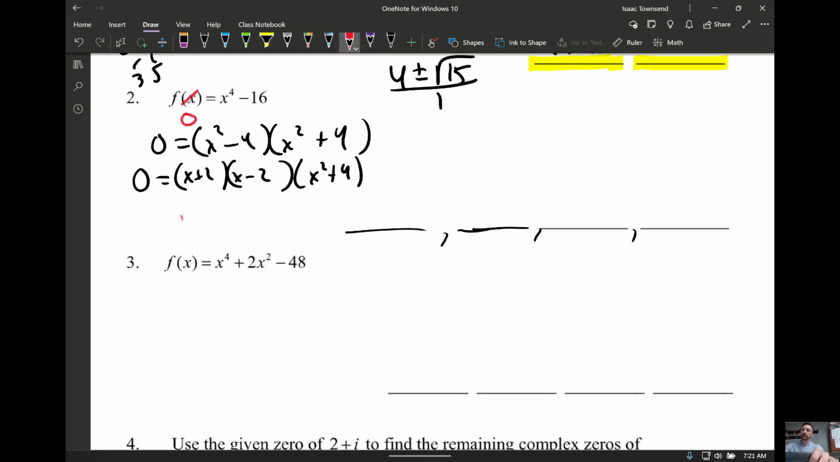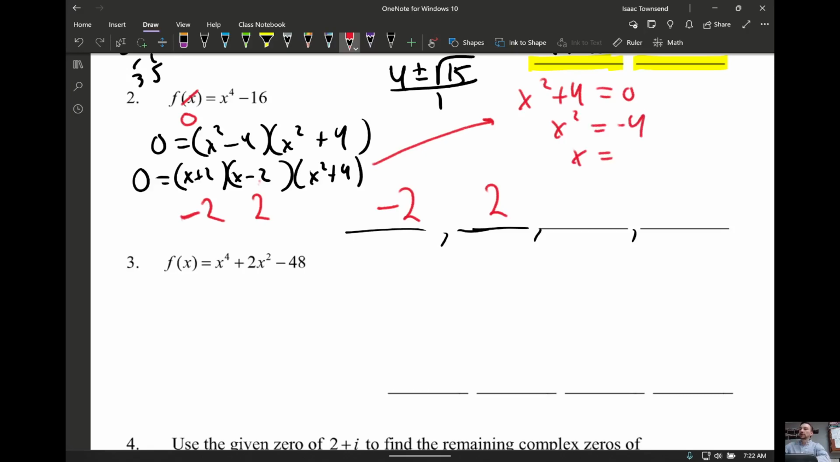And then you can set this factor equal to 0 and solve. There's one solution. Set this factor equal to 0 and solve. There's a second one. And then even though the sum of 2 squares doesn't break down, we can still solve this by subtracting the 4 over, taking the square root of both sides.